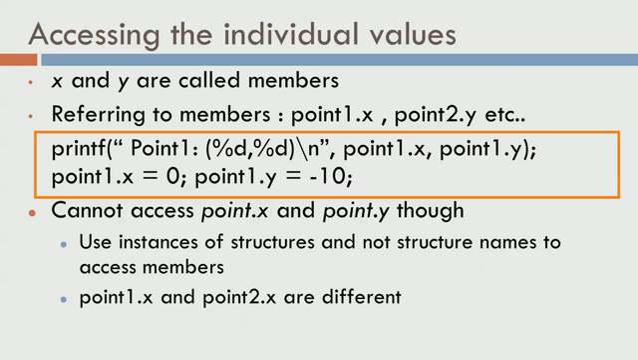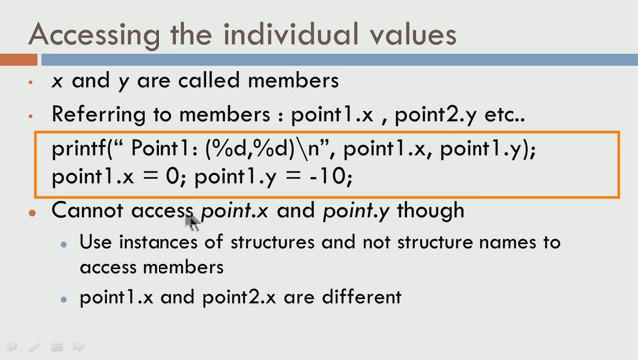So, let us see how to access the individual elements. x and y are called members, and referring to the members is done with what is called the dot operator or the period, right. So, point 1 is a variable, point 1 dot x will give you the x coordinate, and point 2 dot y will give you the y coordinate of point 2 and so on.